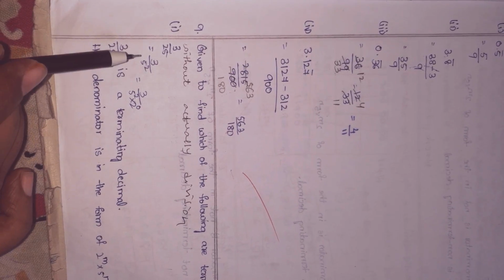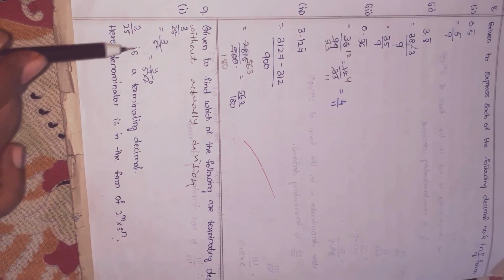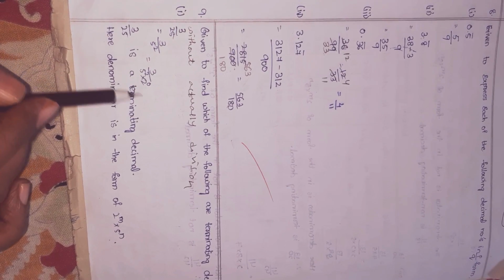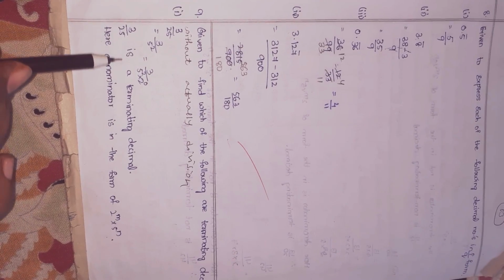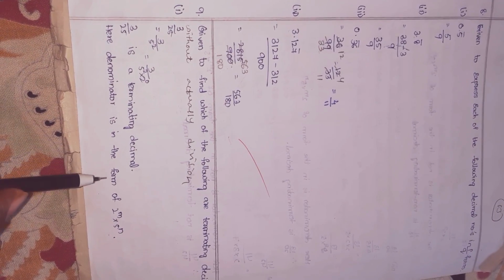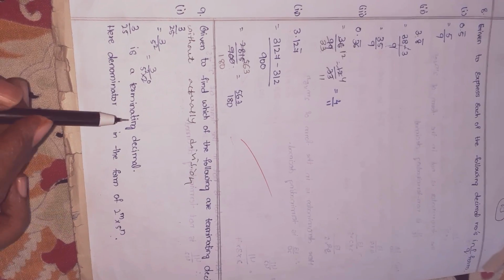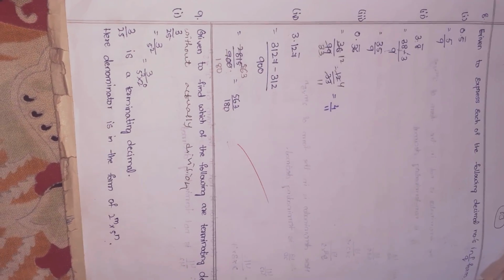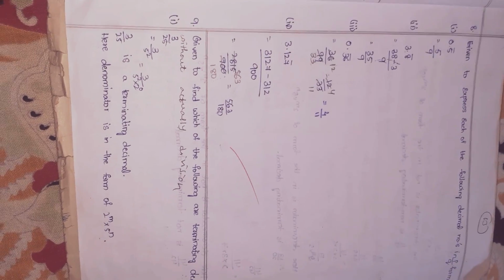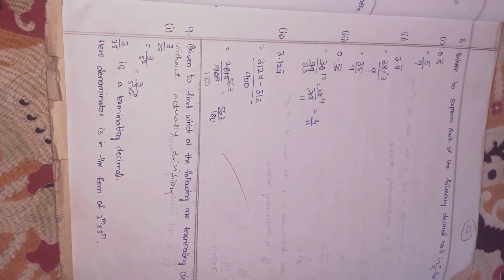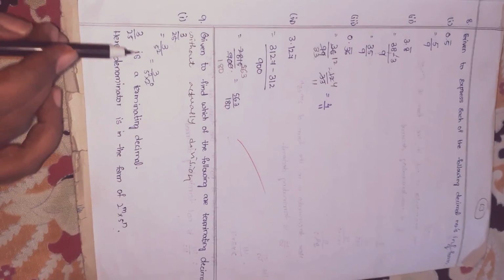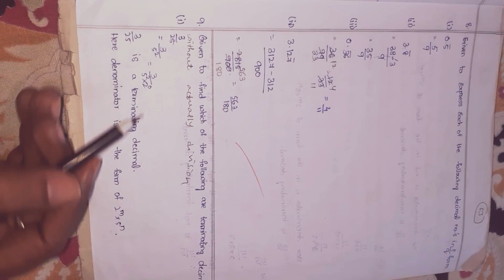Right, numerator 3 as it is, children. 25 what can we write? 5 square. So it is 3 by 5 square into 2 power 0, children. So here 3 by 25 is a terminating decimal. Why? Because here the denominator is in the form of 2 power m into 5 power n, children. So whenever the denominator is in the form of 2 power m into 5 power n, or 2 power n into 5 power m, the given decimal is a terminating decimal, children, without doing division. So directly here 5 square is there, 2 powers nothing is there, children.